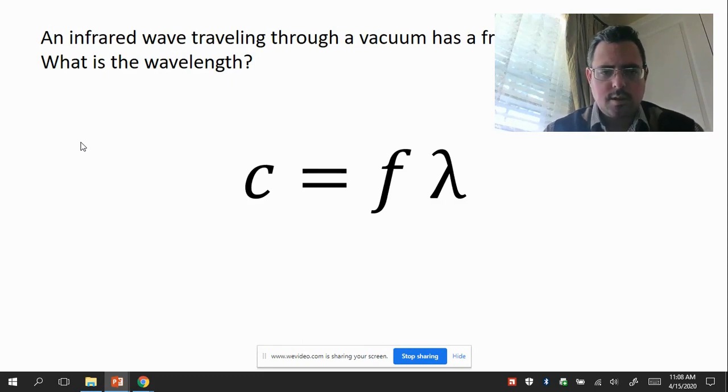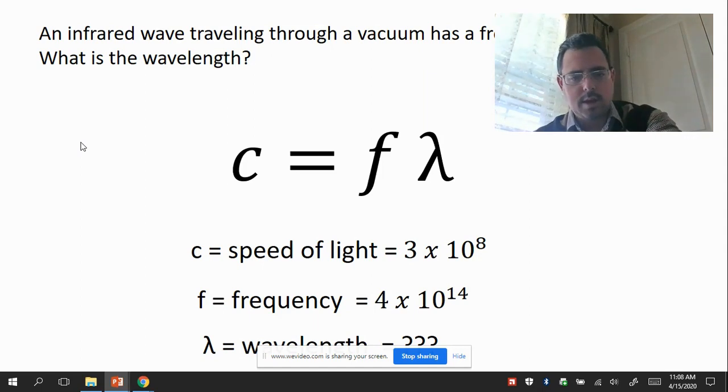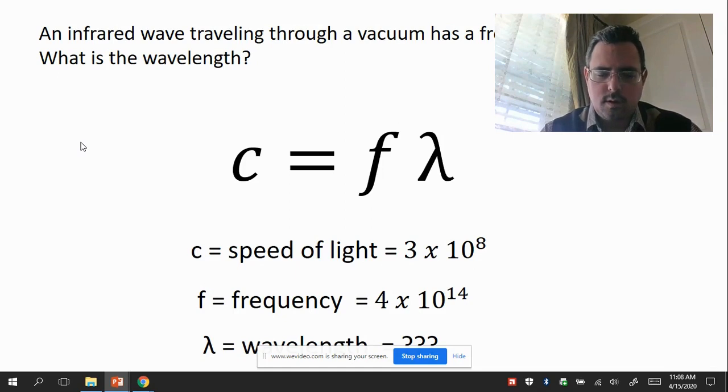It says an infrared wave traveling through a vacuum has a frequency of 4 times 10 to the 14th. What is the wavelength? You see on the screen the equation that you were given, and here are the numbers that we can put into that equation. c stands for the speed of light, which is 3 times 10 to the 8th. How do I know it's 3 times 10 to the 8th? Because it's in a vacuum.